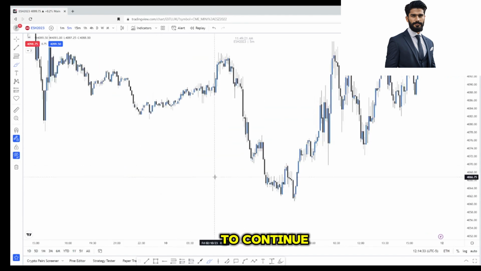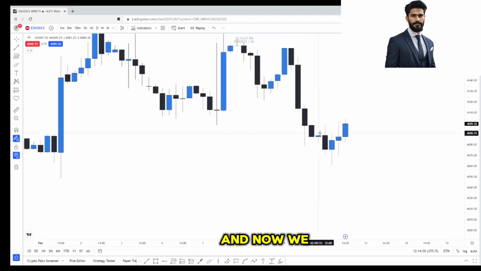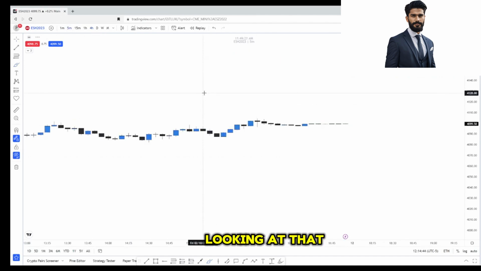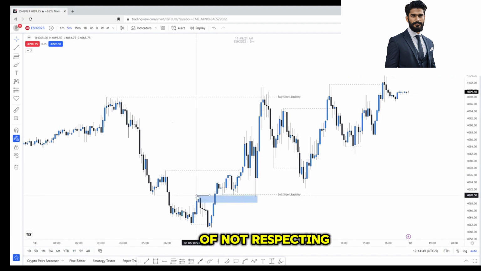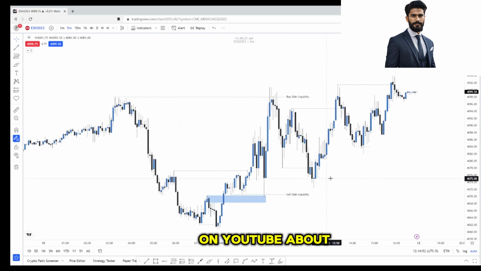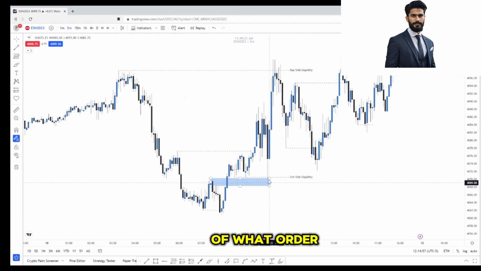We're not looking for it to continue being bearish because, again, at the 4 hour, we've already taken liquidity once here, and now we came down and took it again in the lower time frames, and we reversed. So you're not looking at that in that context. But this is a good example of not respecting order flow. If you guys watched my video on YouTube about bias, I talked about how to use order flow in the sense of what order flow is being respected. Was this a bearish order block? No, we blasted right through it, right? Then engineered liquidity above it, and this is a breaker at this point because it's the last up candle before a raid on sell side liquidity.